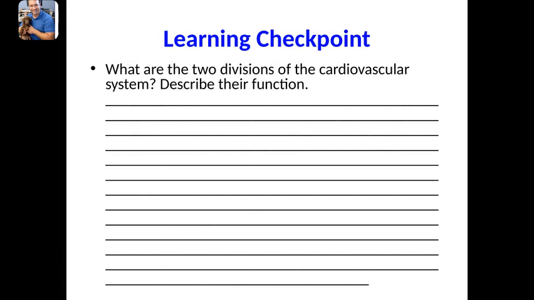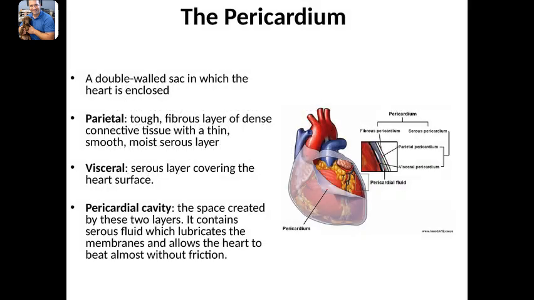Name the two divisions of the cardiovascular system. Would be the pulmonary and systemic circuits. Boom. Pericardium is a bag which is going to surround the heart.